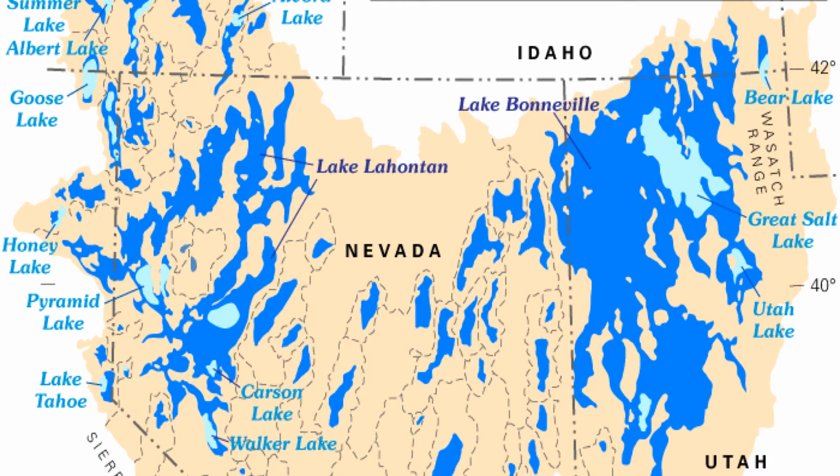This map shows Lake Bonneville, Lake Lahontan, and several other Ice Age lakes that were present here in the Great Basin. The cross section that we looked at previously was roughly along this red line.